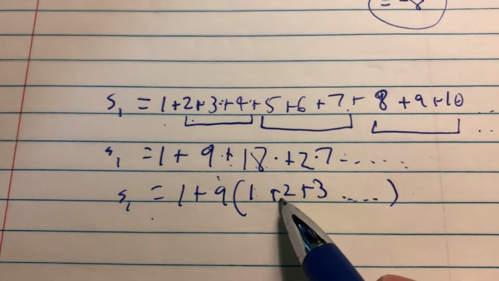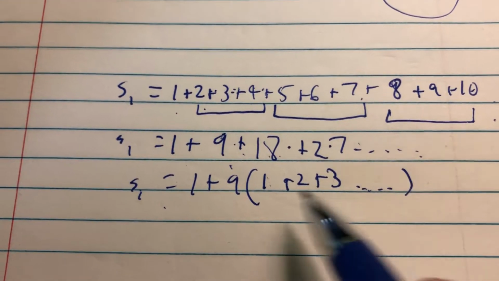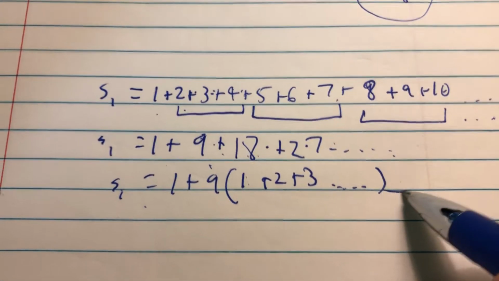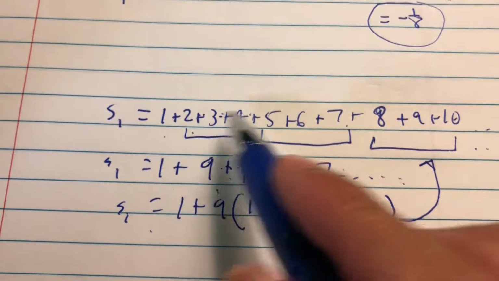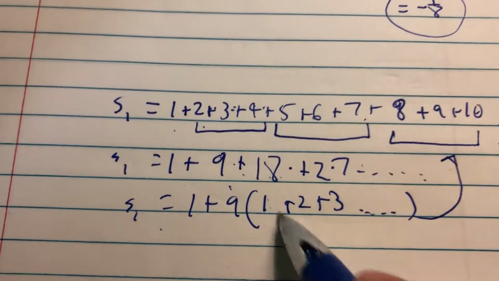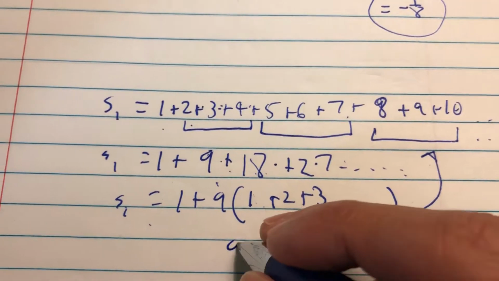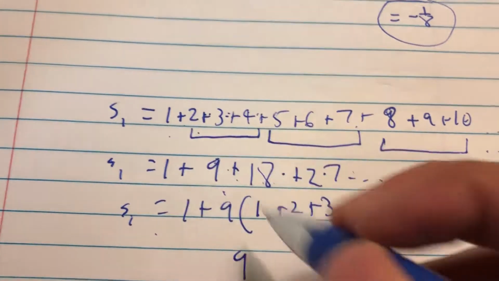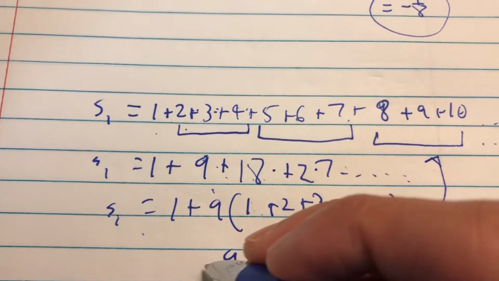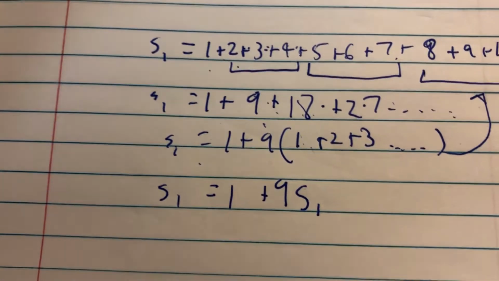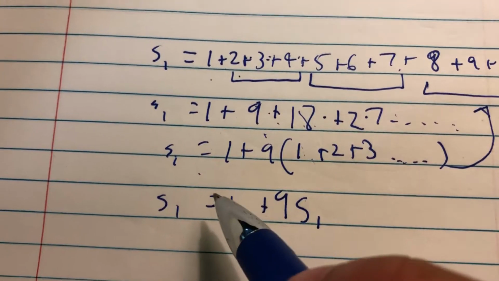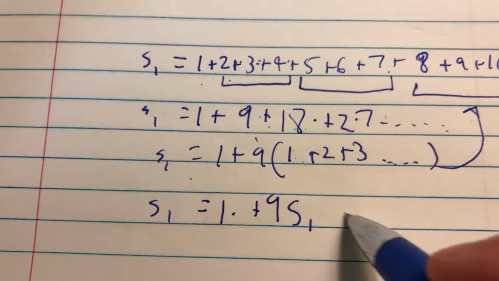This is kind of interesting. We have 1 plus 2 plus 3, which is the exact same thing as S1, so we can just substitute our S1 into this. We're basically multiplying 9 by this sequence. And look what we have here: S1 is equal to 1 plus 9 S1.